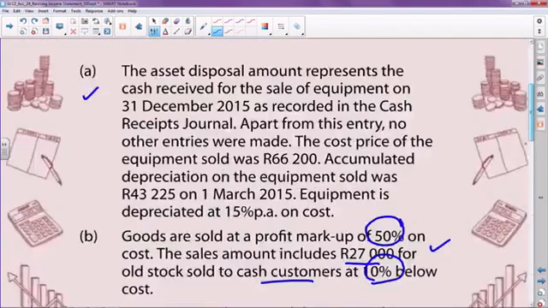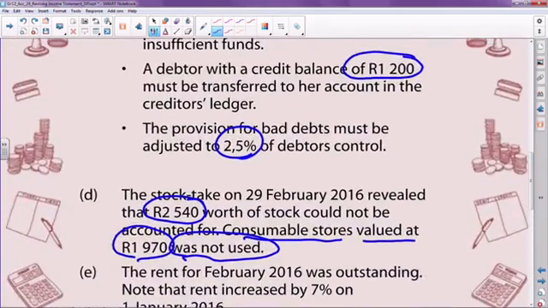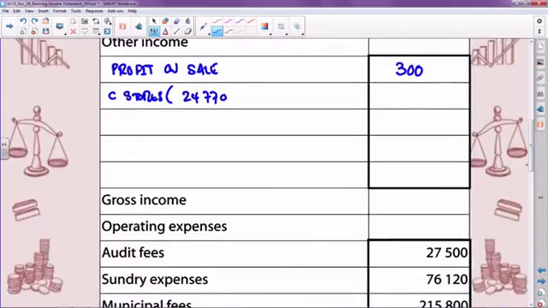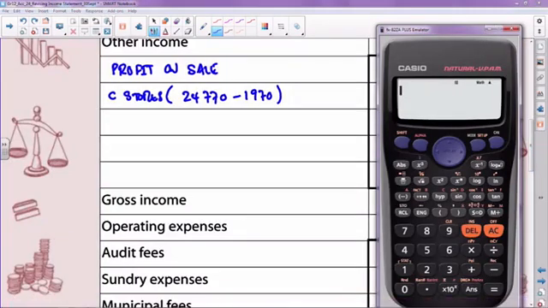I'm told that 1970 was not used, meaning it was left over. 1970 was left over, therefore, minus 1970. All I do is my calculation, and I take my figure of 24,770 minus 1970, because that was left over, and my figure is 22,800.